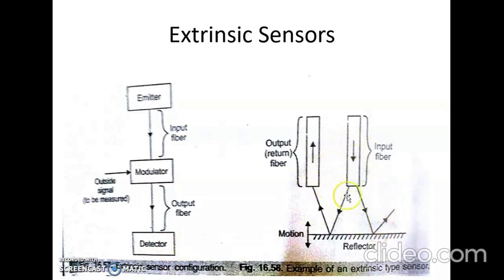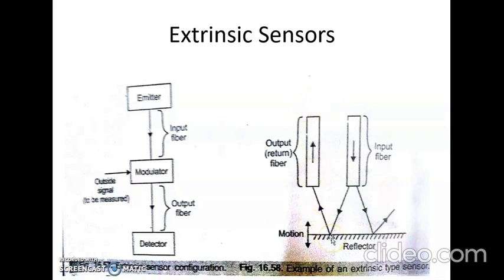As you can see in this diagram, the extrinsic sensor is used to measure the displacement of an object, which is the reflector. So here we want to measure the displacement or motion of this reflector. This is the input fiber and this is the output fiber. When light of adequate intensity is passed through the input fiber and allowed to fall upon the reflector, the reflector reflects the light and the reflected light passes through the output fiber. At the output side of this output fiber, the intensity of light is measured.